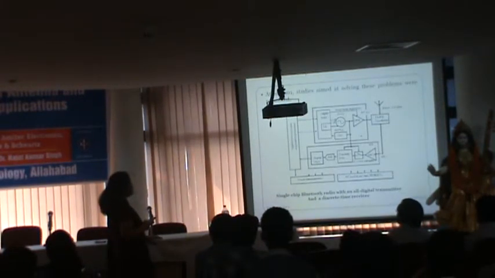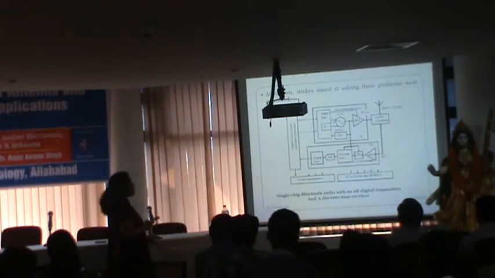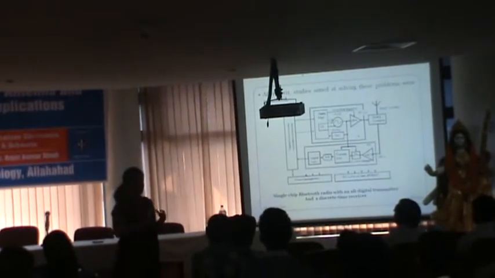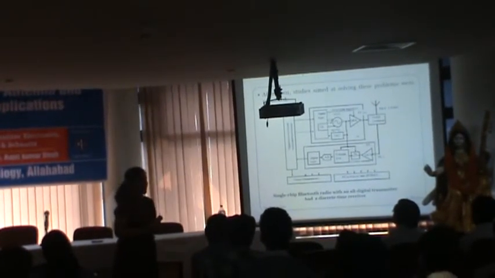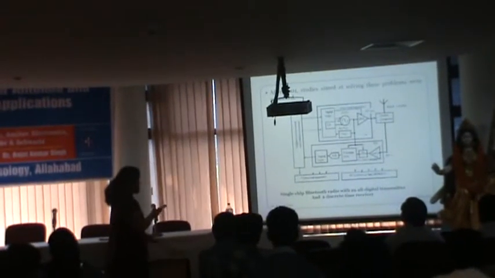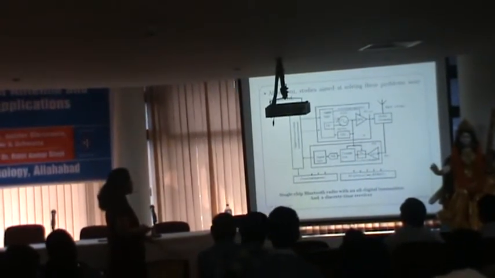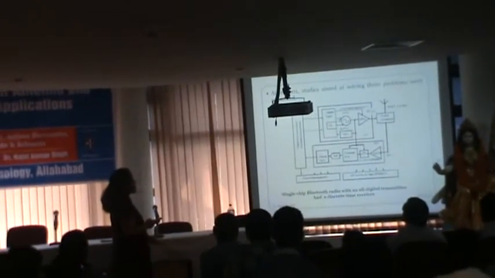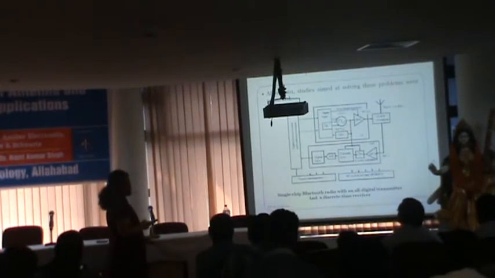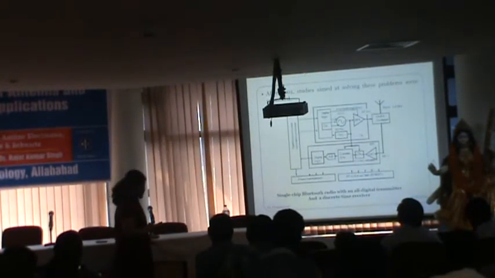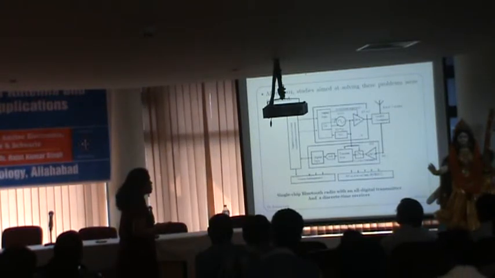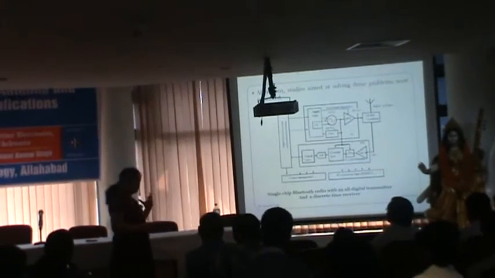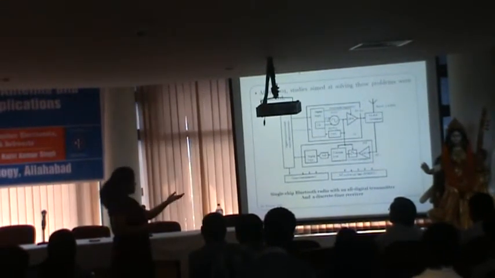Now, after 2001, the studies aimed at solving these problems which we were talking about. For example, low voltage operation, wide band operation, and scalability of the RF CMOS circuits. In this one, a single chip Bluetooth radio with an all digital transmitter and a discrete time receiver. Earlier they used to talk about PLL, which was an analog component. Now they replaced it with the ADPLL, and they would like to have as much digital processing as we can have on the single IC.